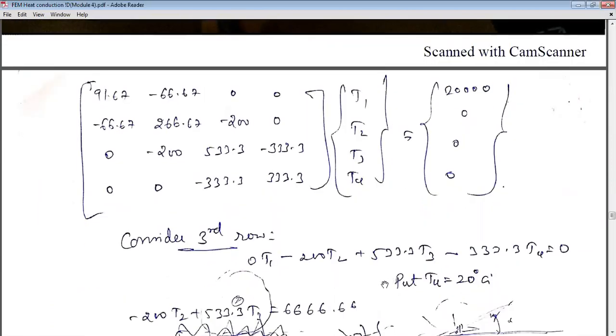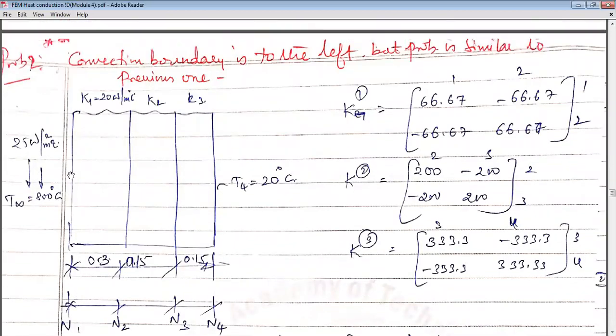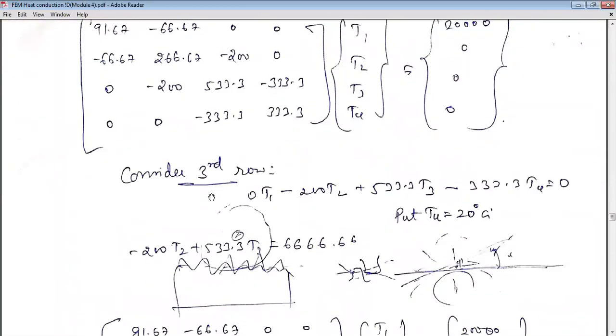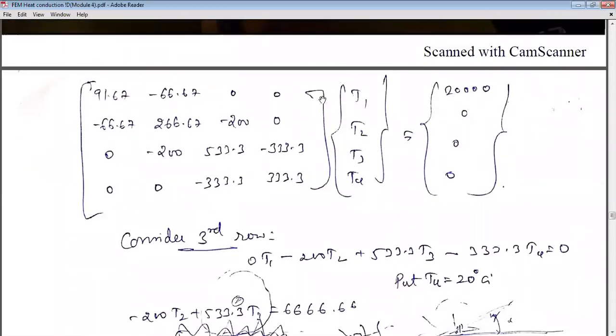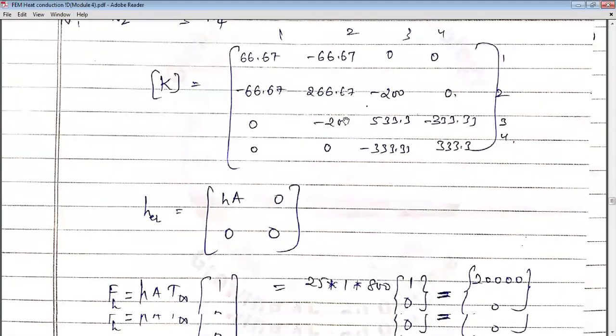Now what are the specified boundary conditions? Very, very important. Here again T1, T2, T3, T4. Given T1, observe here, the first row. Whatever is specified, you have to consider its effect. So T4 is 20 degrees Celsius. T4 is specified. You have to find the other values.